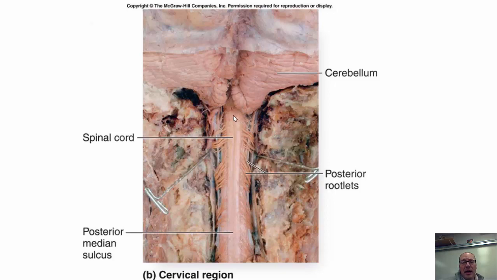That's that big opening in the bottom of the skull. So the spinal cord begins where the skull ends, essentially, and then of course we're seeing more of the spinal cord and the little roots, or the rootlets as they're called, that are attached to the posterior. Now this is a posterior view of the spinal cord in the back of the brain.